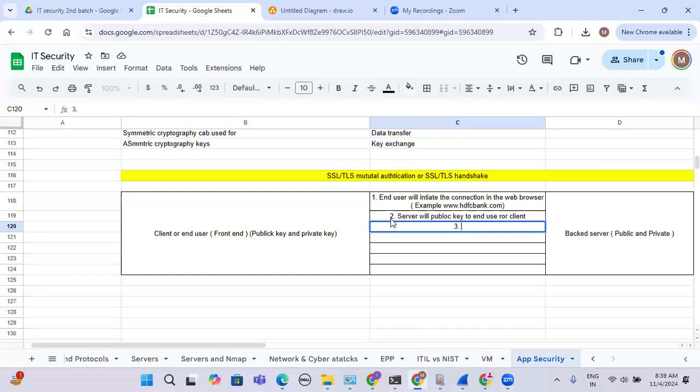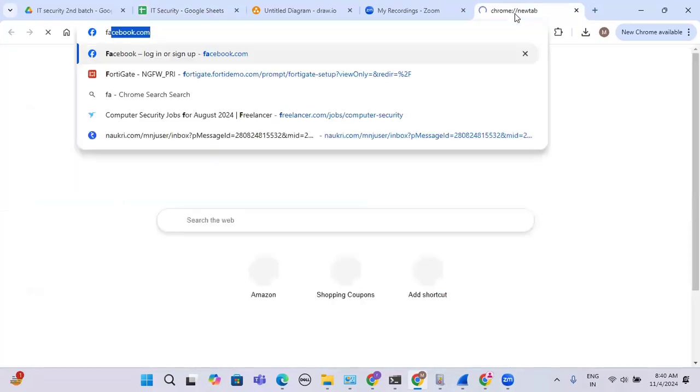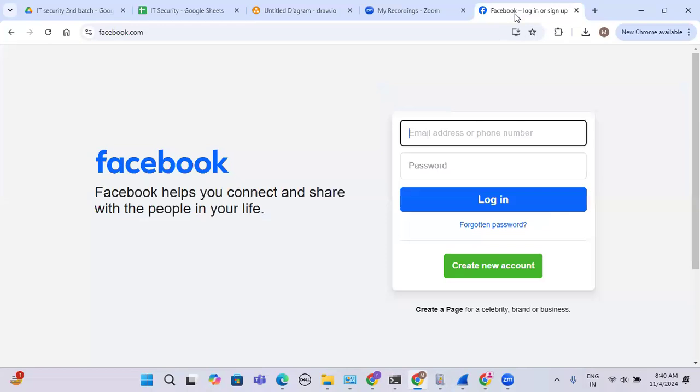So in the third step, symmetric. Now I logged into HDFC Bank. Whatever data I'm entering here, or otherwise Facebook you can take. I'm giving facebook.com as an example here. When I initiated the connection, that is the first step. Now the Facebook server has responded back with the public key to me. So using that public key, I have to encrypt the data.